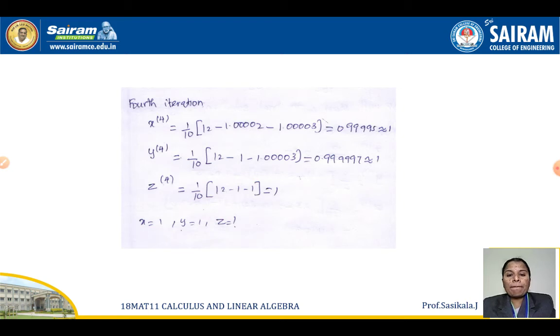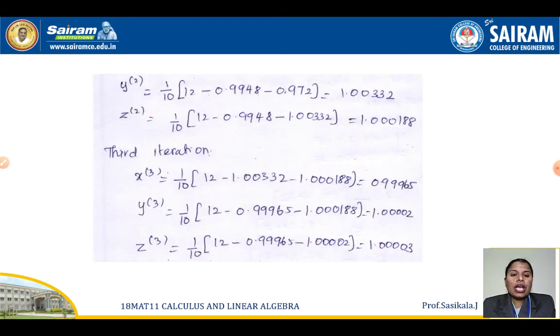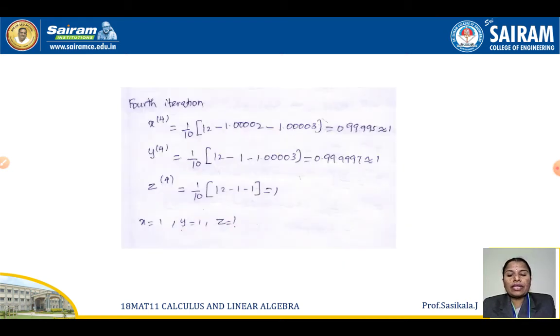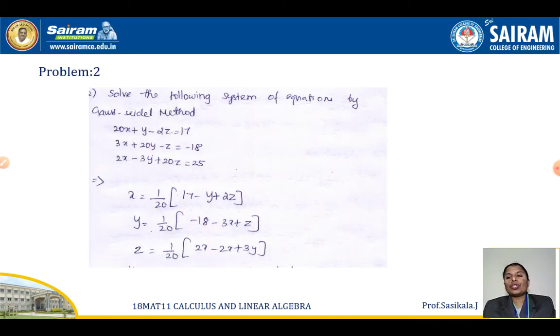So I can compare your third and fourth iteration. Almost all will be in similar value, so you can stop your iteration. Your exact solution is 1, 1, 1: x is 1, y is 1, z is 1. Okay. So similar, we'll go with one more question.